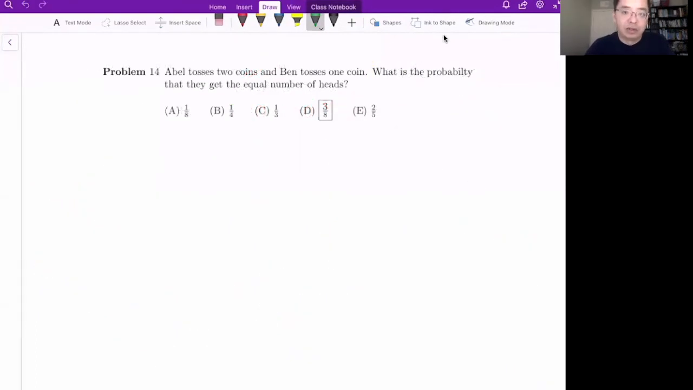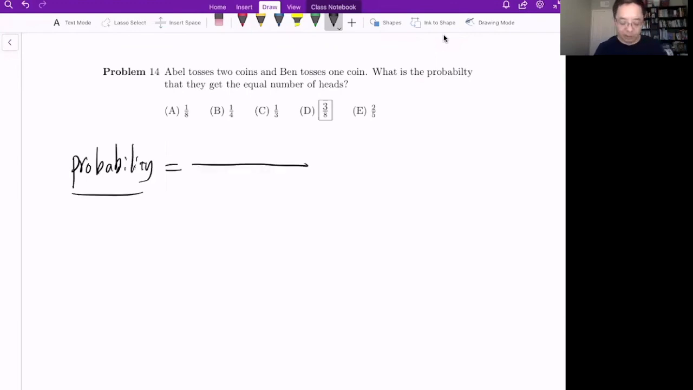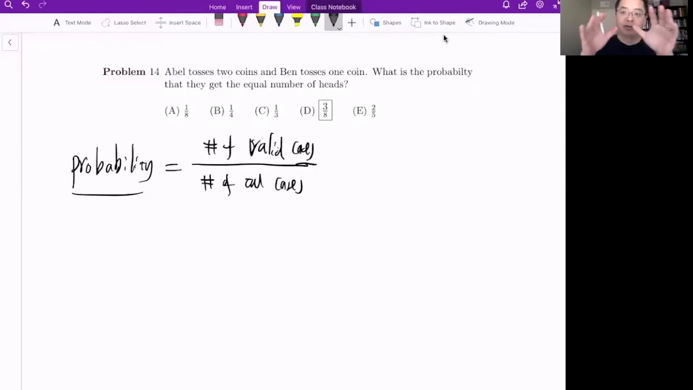Now let's look at problem number 14. This is a problem about probability that says Abel tosses 2 coins and Ben tosses 1 coin. What is the probability that they get an equal number of heads? All right, so now let's recall the basic formula for probability. Typically, it's a fraction. The denominator is the number of all cases, and the numerator is the number of valid cases. Here, the valid cases are those situations where they have the same number of heads.